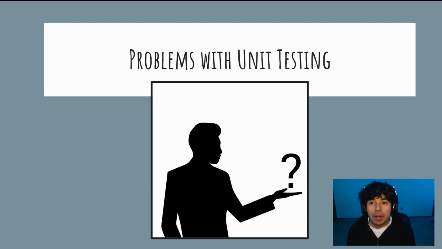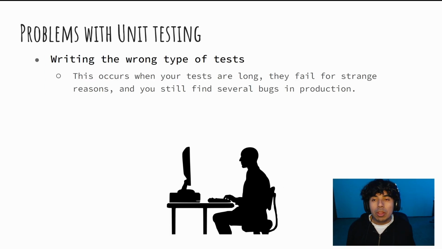Now we're going to talk about some problems that we can encounter while doing unit testing. One of the first problems that we can encounter with unit testing is whenever we write the wrong type of tests. This occurs whenever our tests are really long and they fail for strange reasons, so that we tend to find several bugs during our whole development process.